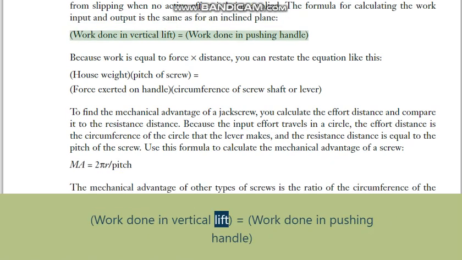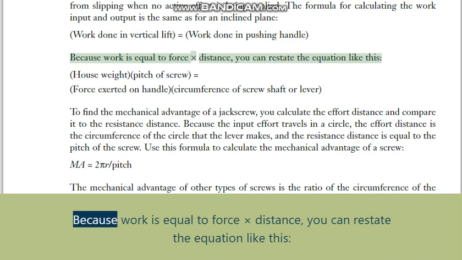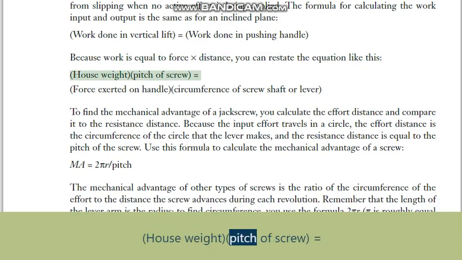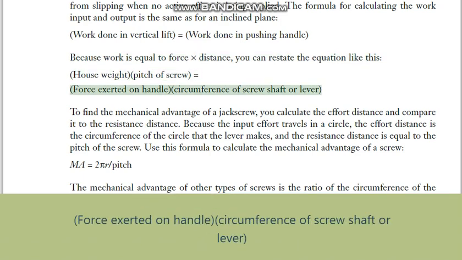Work done in vertical lift equals work done in pushing handle. Because work is equal to force times distance, you can restate the equation like this: house weight × pitch of screw equals force exerted on handle × circumference of screw shaft or lever.